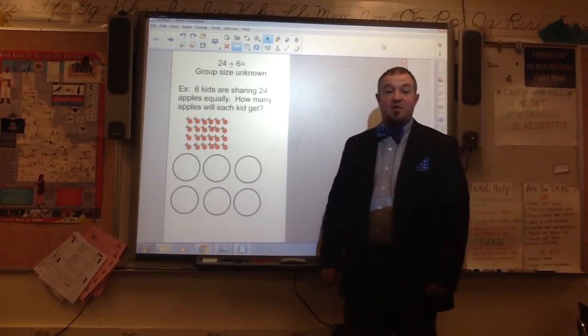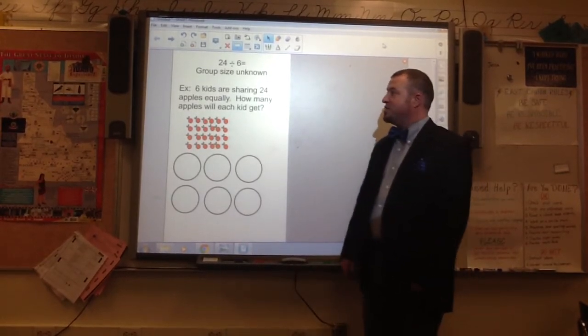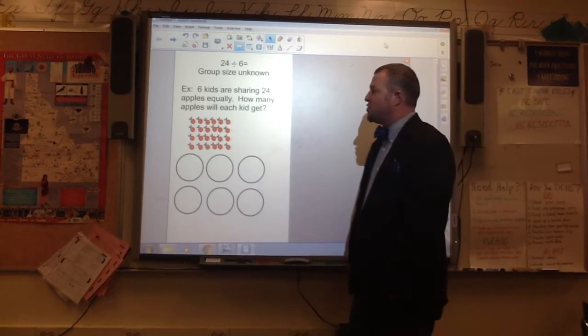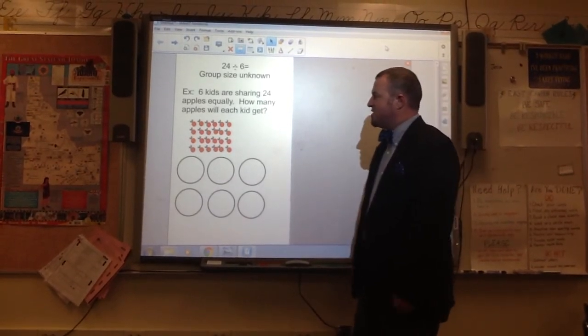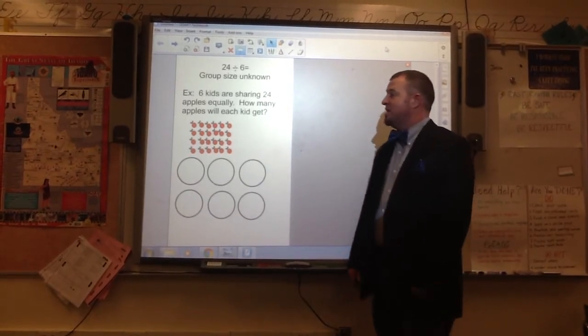In fancy math talk, we're going to call it the partitive, and in kid-friendly terms, we're going to call it the fair share. So, in our example problem of 24 divided by 6, we're using 6 kids are sharing 24 apples equally. How many apples will each kid get?